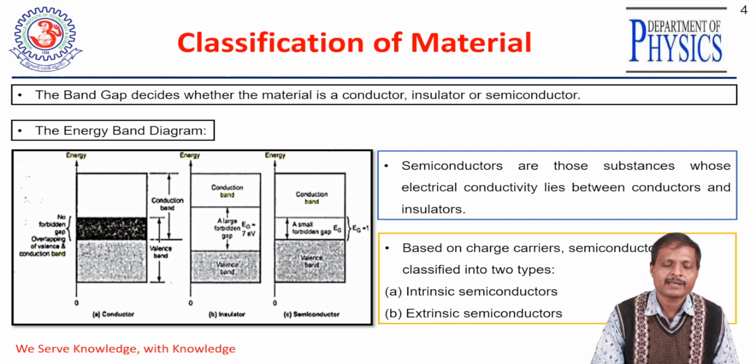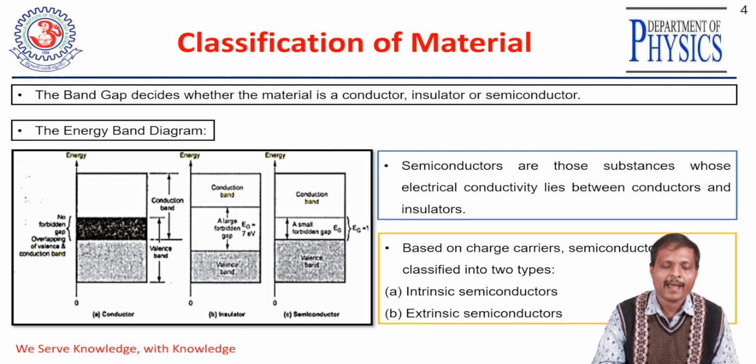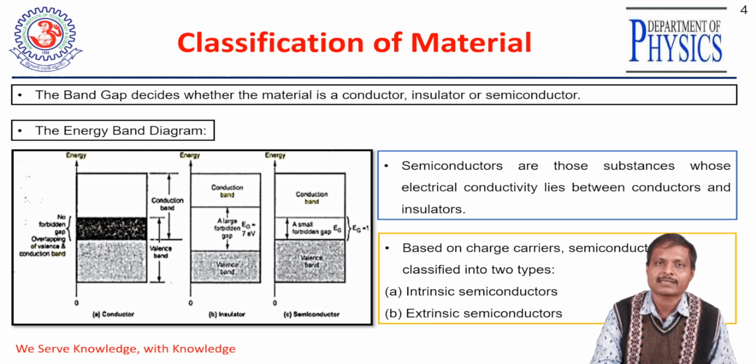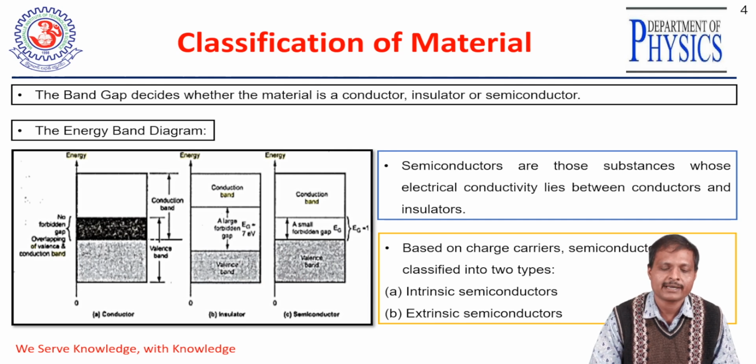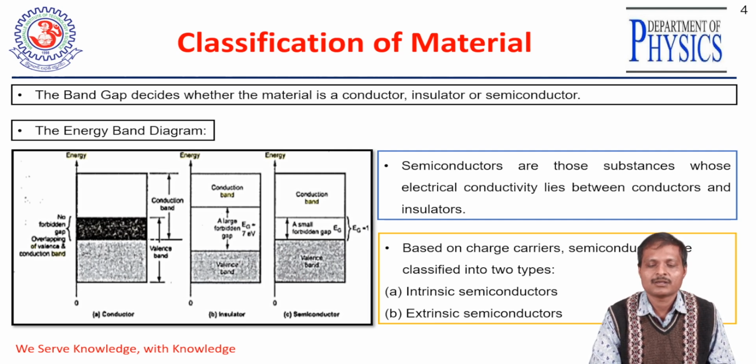This is the typical energy band diagram of a conductor. See, in a conductor the valence band and conduction band almost coincide. That means there is no forbidden energy gap. But in the case of an insulator, the energy gap is very high, almost 7 eV, the forbidden energy gap. But in the case of a semiconductor, the energy gap is about 1 eV, which is very small. So semiconductors are those substances whose electrical conductivity lies between that of a conductor and an insulator.